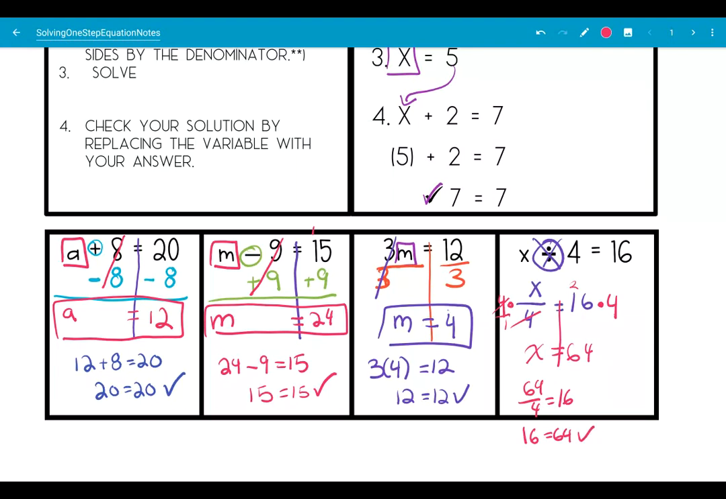I'm good to go. So you have 4 examples of how to solve one-step equations. And it doesn't matter if the equations are backwards either. You can still treat them the same way, whether the variable's on the right side or the left side. Now you'll have some practice.